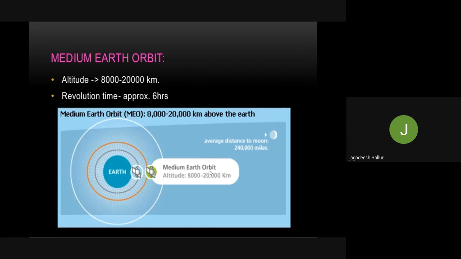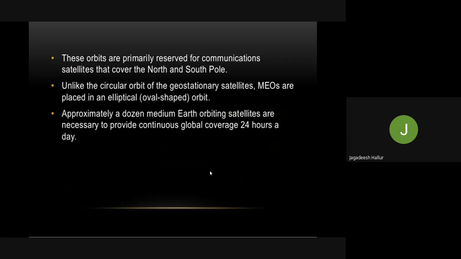You have to write down this. The revolution time is approximately 6 hours. It may revolve around the Earth 2 times or 4 times in a day. This is the altitude: 8,000 to 20,000 kilometers, and it revolves around the Earth 2 times or 4 times in a day. That is medium Earth orbit.